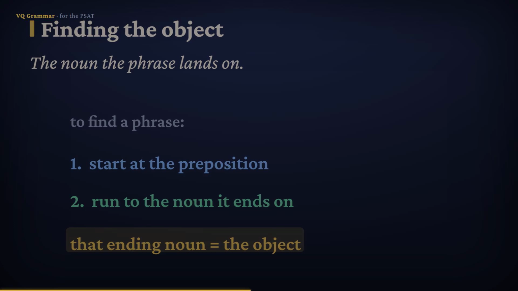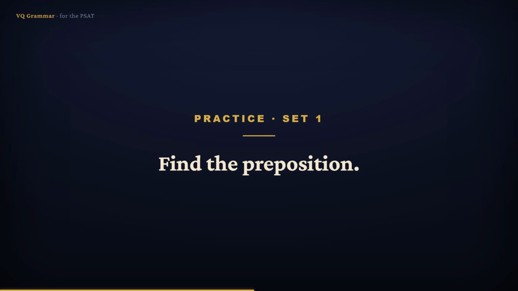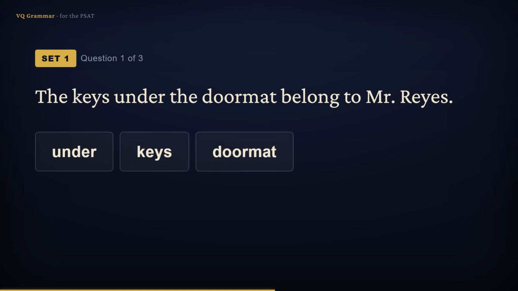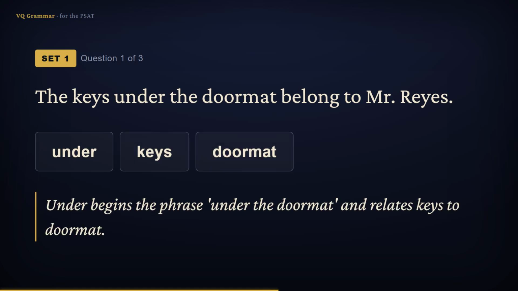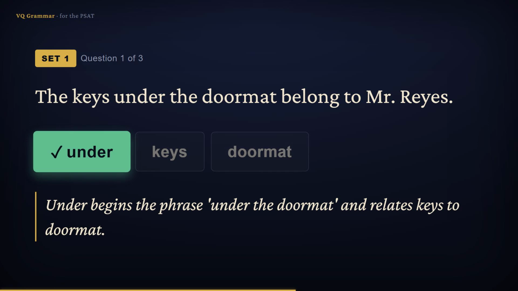Let's try a few. In this first set, find the preposition, the word that begins the prepositional phrase and shows the relationship. Pause and try each one before I answer. The keys under the doormat belong to Mr. Reyes. We want the word that shows a relationship and begins a phrase. That word is under, linking the keys to the doormat. So the answer is under.